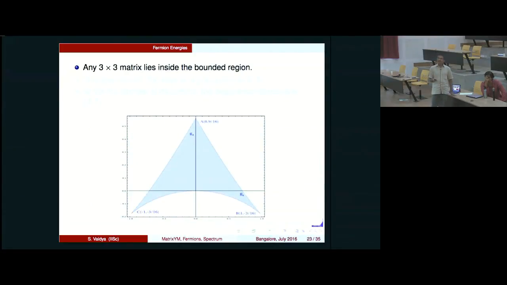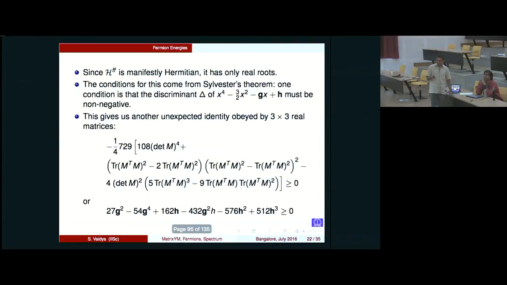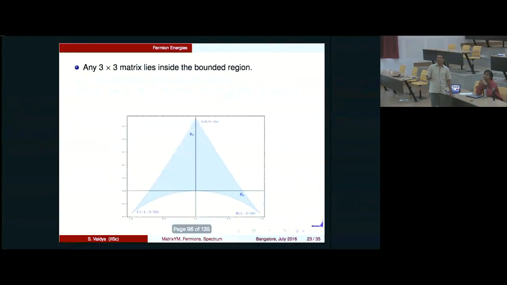Okay. So in other words, any 3x3 matrix lies inside this shaded region which I have drawn in the GH plane. So an arbitrary 3x3 matrix is either inside the bulk or along the edges or at the corners. This is the characterization of all 3x3 real matrices. What I did is this is the discriminant in variables G and H. So I put G on the x-axis and H on the y-axis. Okay, and this labeling is wrong. Y-axis is H. So that is this inequality. So this is the set of all possible 3x3 matrices.